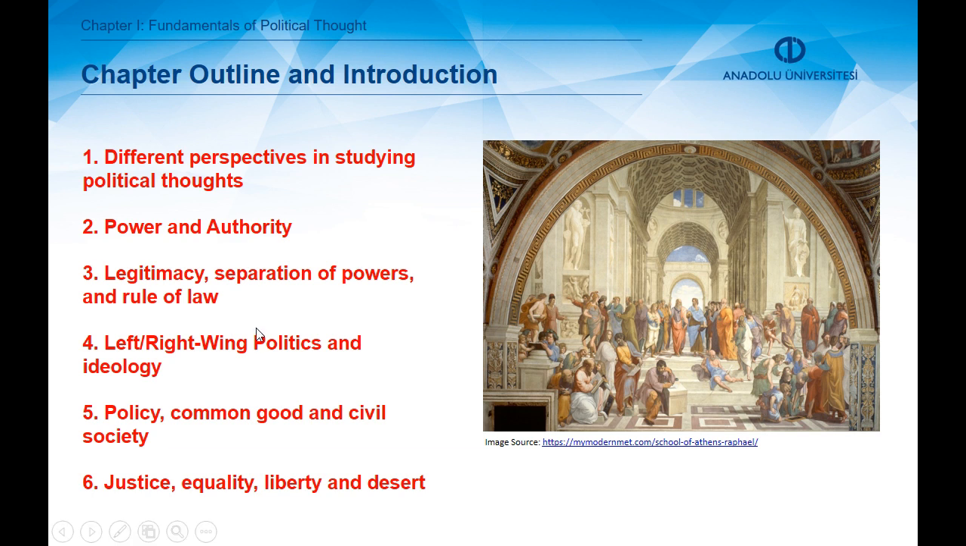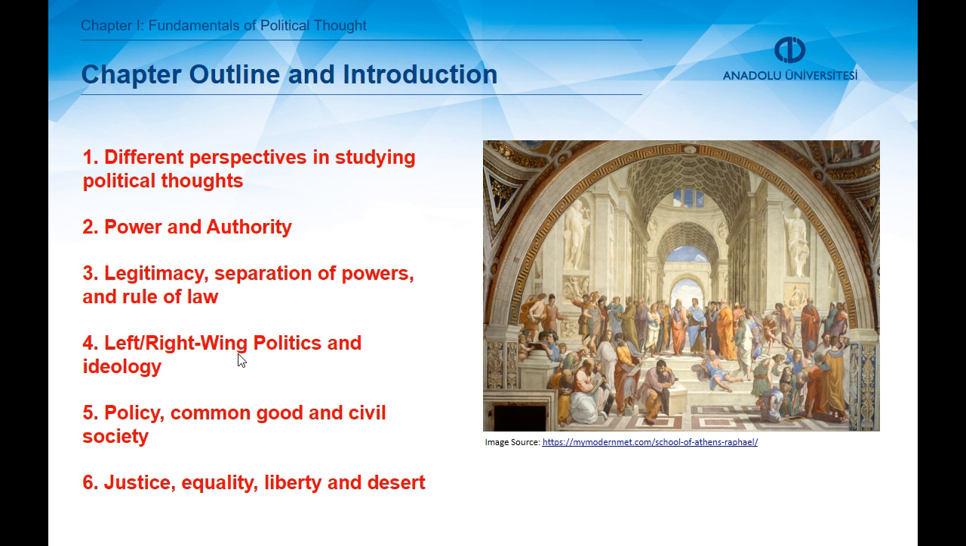So, keeping in mind this important point while studying political thoughts, we will discuss briefly different perspectives in political thoughts, how to approach those thoughts as a methodology. We are going to discuss the contextual approach, Straussian approach, and the postmodern approach. And following this, we are going to discuss certain foundational concepts of the political thoughts.